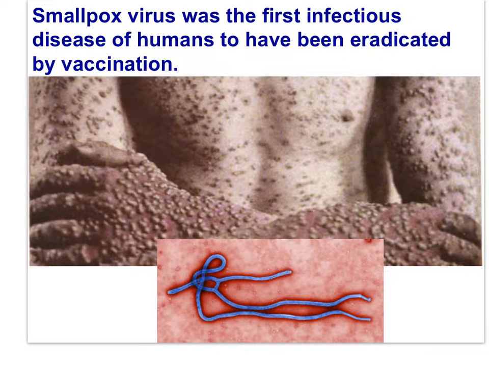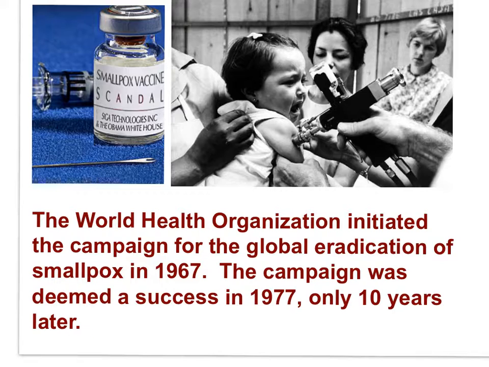The smallpox virus, seen here, was the first infectious disease of humans to have been eradicated by vaccination. The smallpox virus is a filamentous RNA virus. The World Health Organization initiated the campaign for the global eradication of smallpox in 1967. The campaign was deemed a success in 1977, only 10 years later.